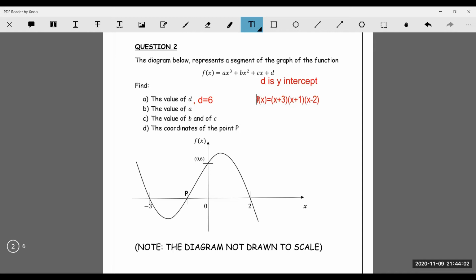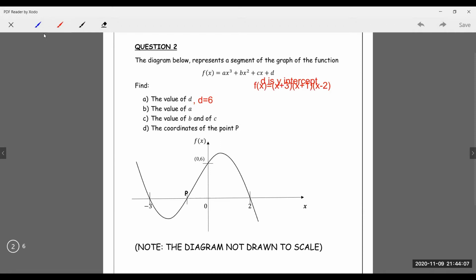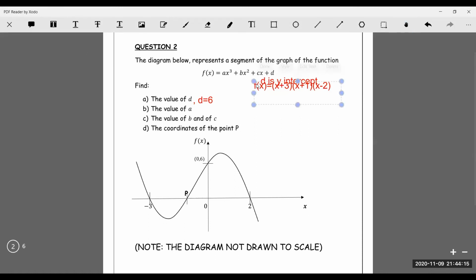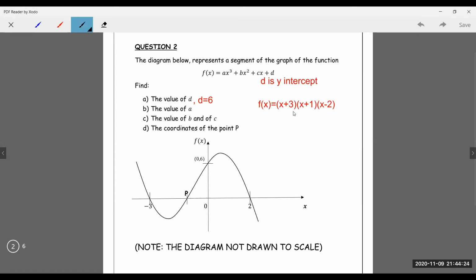But now look at this. If you were to expand this, we're not finished yet. We cannot write down what A is yet. Now this 3 times this 1 times this -2 is going to give us -6, right?